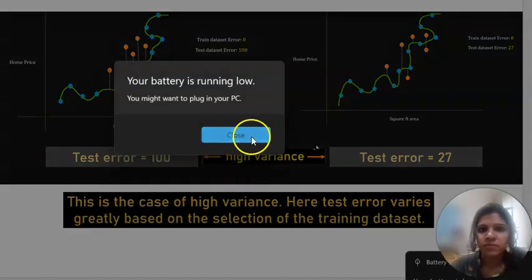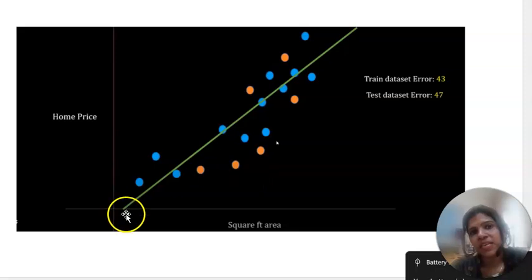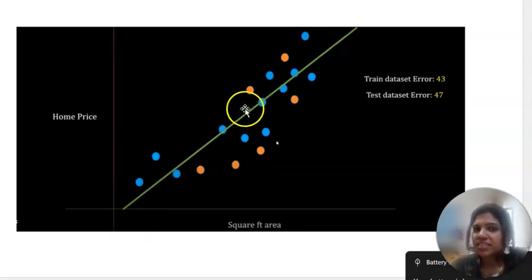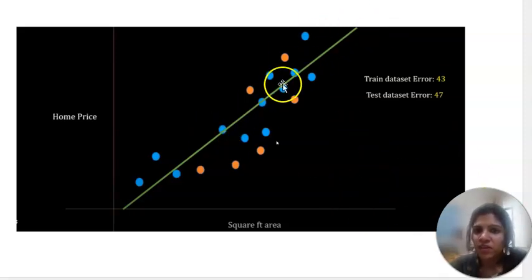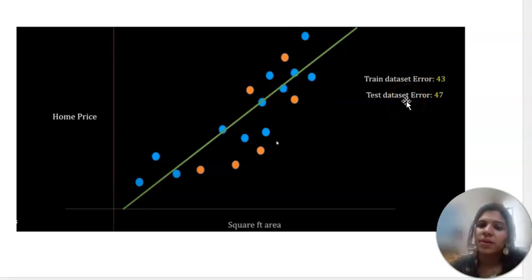Coming to this picture, what happens here? A straight line is there, right? First of all, a straight line is not a good method for a model. We should not have it like this. So what happens in this way? The trained data set error is 43, because we haven't met all these points, right? The trained data set error is 43, the test data set error is 47. Error calculation is the same: the difference between the model predicted value and the actual value. The actual value will be in the data set itself.